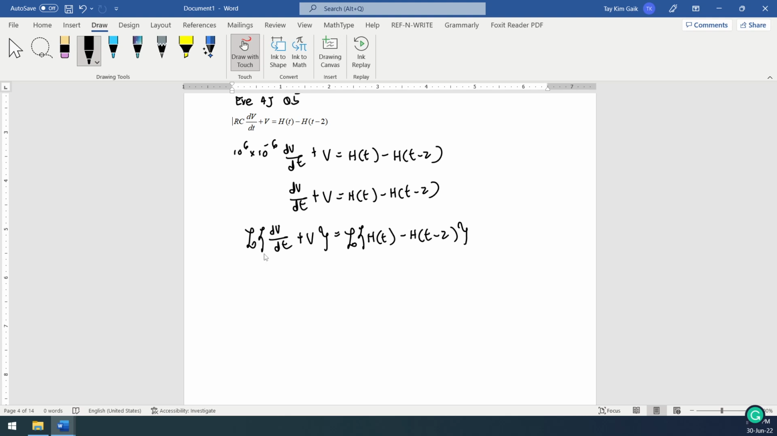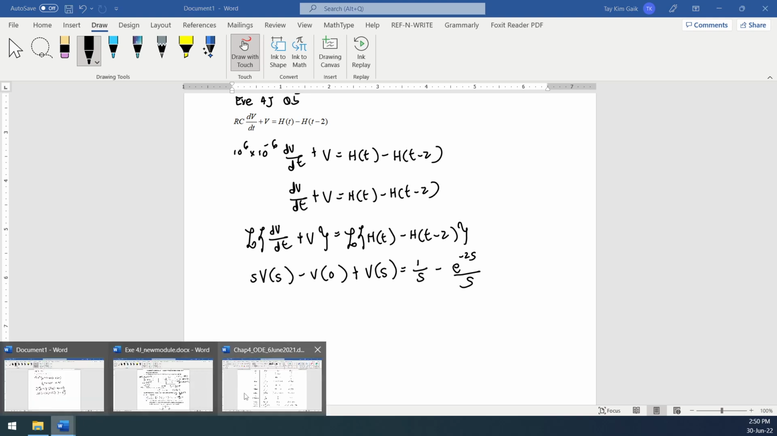So the Laplace transform for dv/dt is sV(s) minus v0. The Laplace transform for v will be V(s). The Laplace transform for h(t) is 1 over s. The Laplace transform for h(t minus 2) is exponent negative 2s over s.